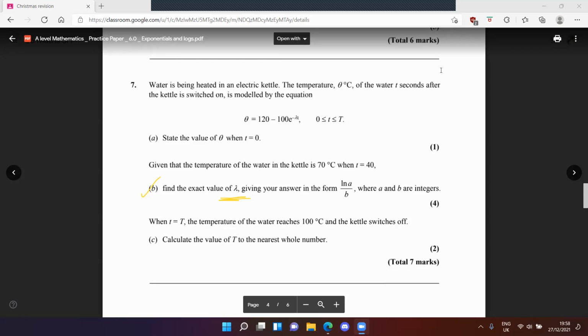So the kettle is 70 degrees. So 70 equals 120 minus 100 e to the minus lambda 40. And we solve for lambda. So if we do 50 equals 100 e to the minus lambda 40, then we divide that by 50. So 1 equals 2e to the minus lambda 40.